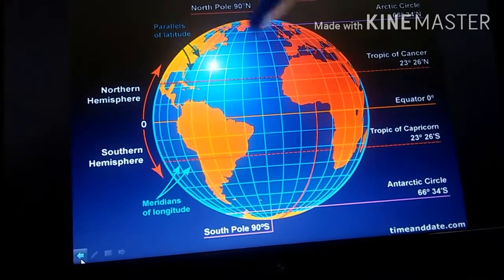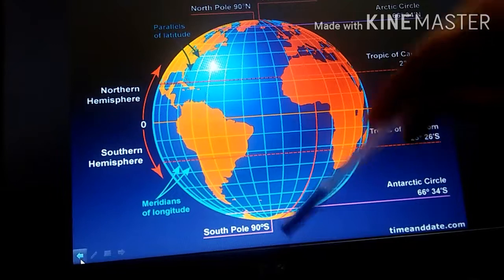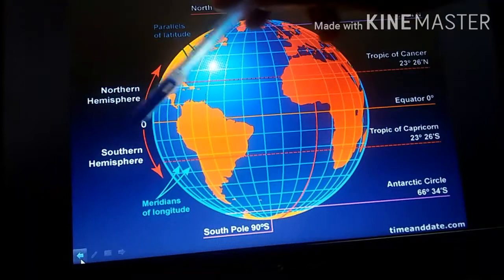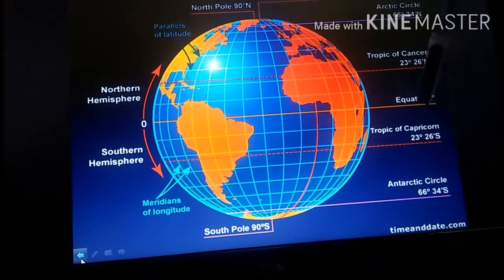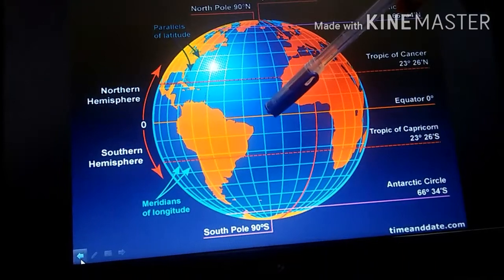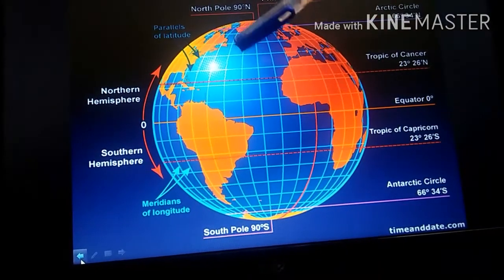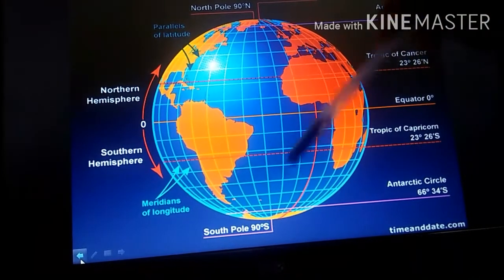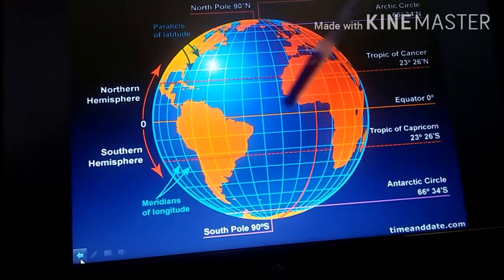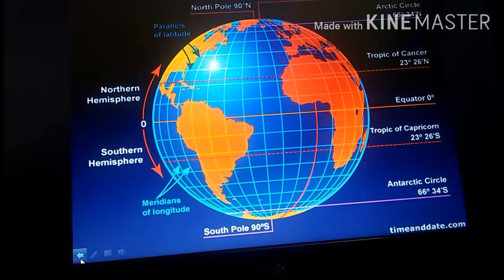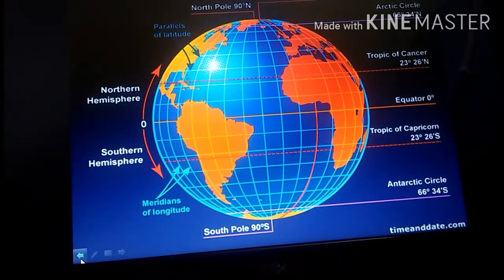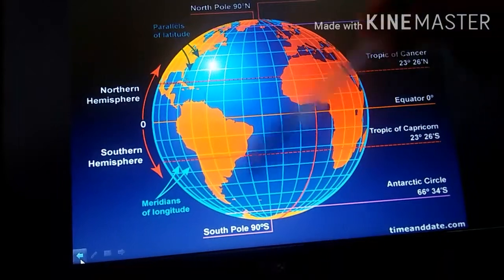You can see here the North Pole, the South Pole, and the equator. Now what is the equator? The equator is a horizontal line which passes exactly through the center of the earth and divides the earth into two parts, that is the Northern Hemisphere and the Southern Hemisphere. So the equator is one of the important latitudes. Then there are some other important latitudes, like the Tropic of Cancer, Tropic of Capricorn, Arctic Circle, Antarctic Circle, North Pole and South Pole.